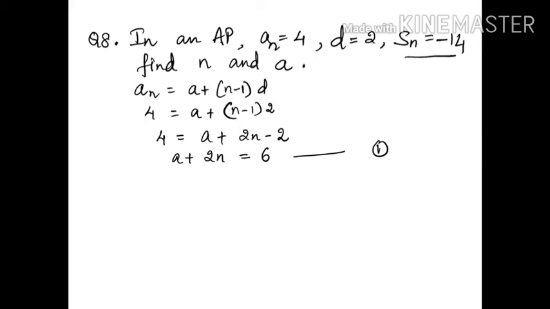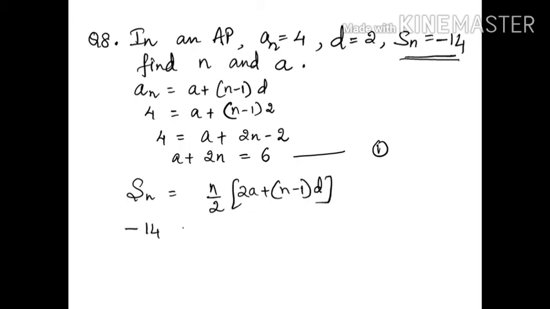Now let's use the other information that is given in the question. That is, the sum of n terms is equal to minus 14. So Sn is equal to n upon 2, 2a plus n minus 1 times d. So minus 14 is equal to n upon 2 in brackets 2a plus n minus 1 into 2.